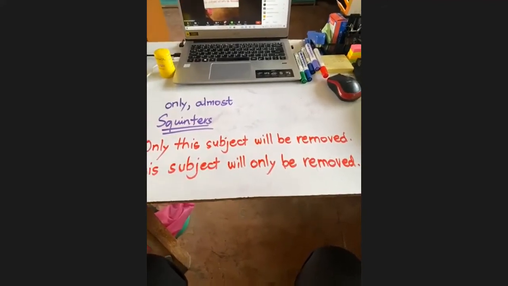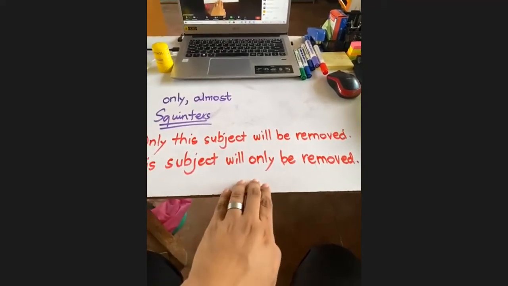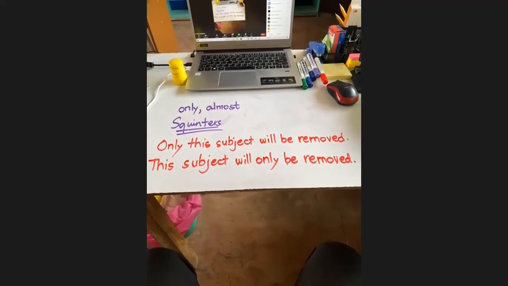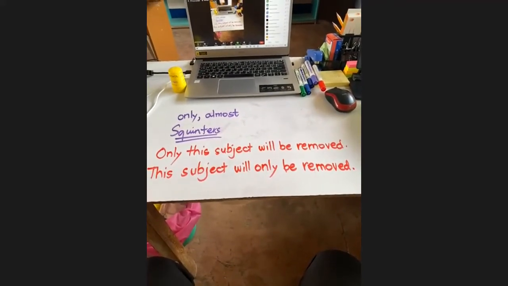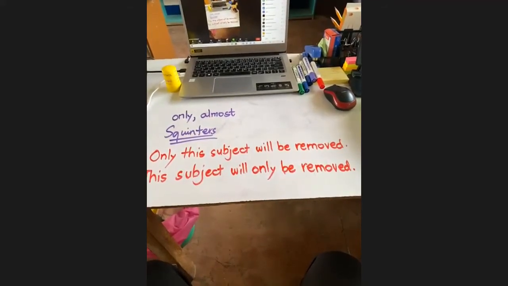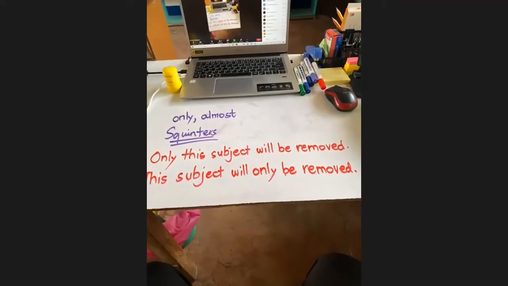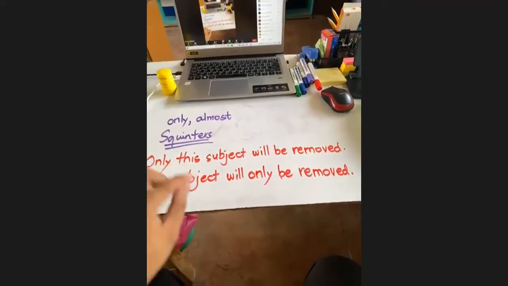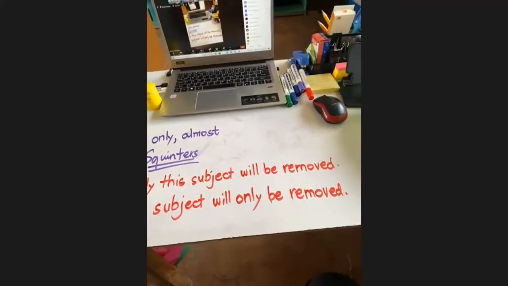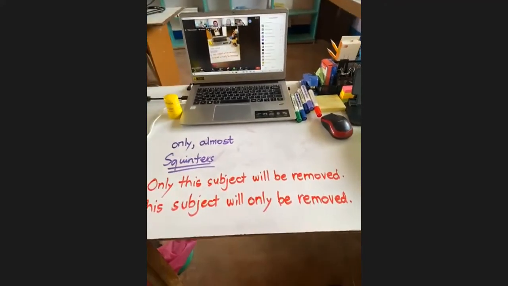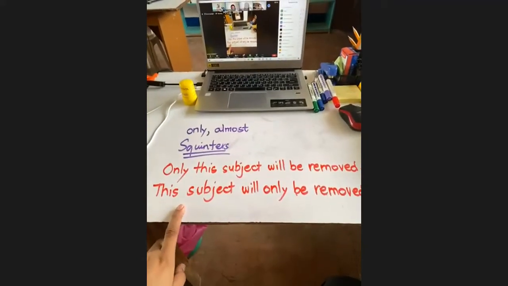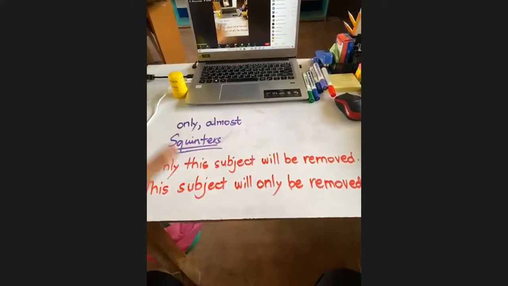What does the placement of only in the second sentence mean? It means the subject will only be removed, like nothing else, no other action to do. Yes, correct. No other thing shall happen to the subject, but that it will be removed. It will not be added with anything. It will not be renamed. The only thing that shall be done about it is that it will be removed. See, that's what squinters do.